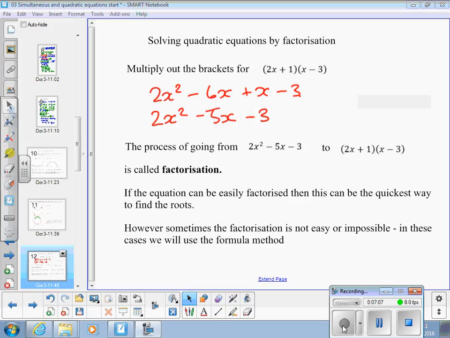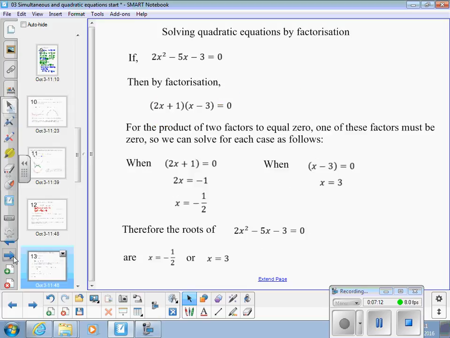So, moving on to the next page: if 2x squared minus 5x minus 3 is equal to 0, so this is the same problem.